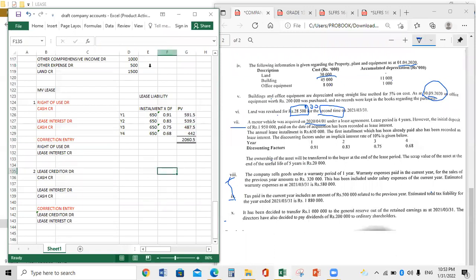$2,060,500. Have they given a scrap value for the last year? Have they given like that? No. Yeah, wait. No. Wait.